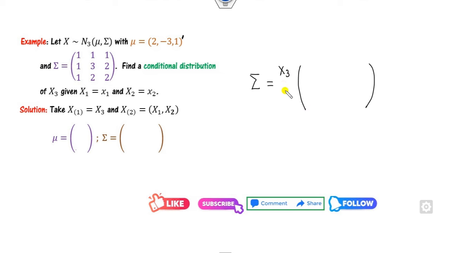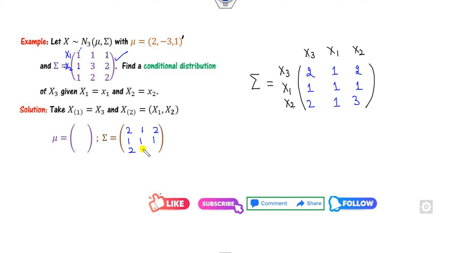So this is my x3. This is x1, x2, x3, x1, x2. x3, x3 is 2, x3, x1, 1, 2. So the first line is 2, 1, 2. x1, x3. This is x1, this is x3, 1. x1, x1, 1, 1, 1. x2, x3, x2, x1, x2, x2. So this is my matrix.